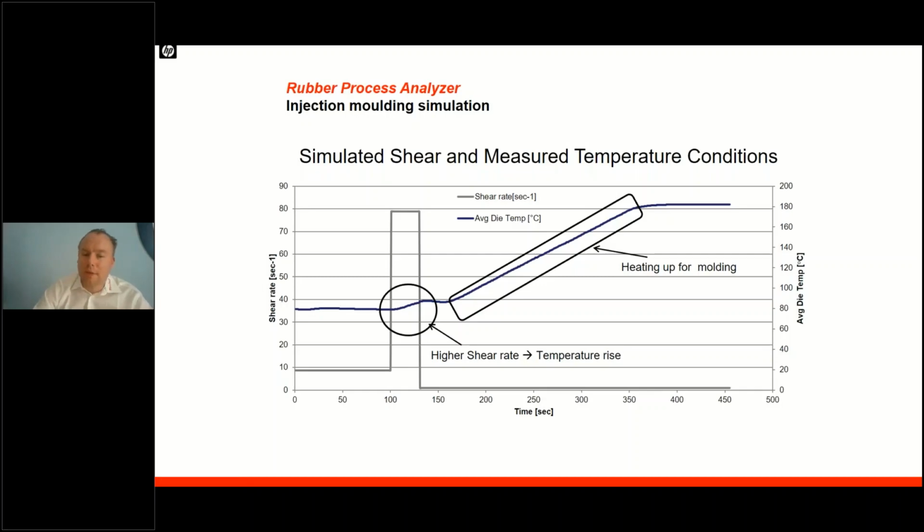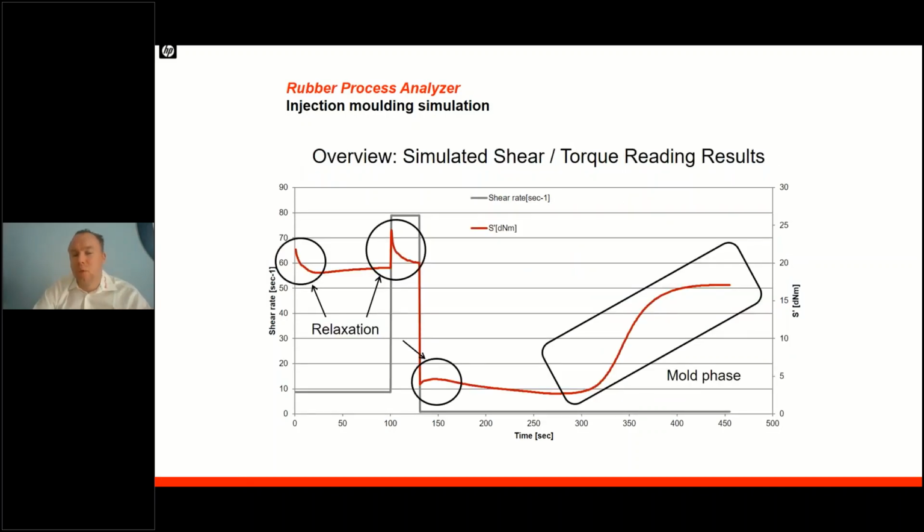Now, looking at the material response measured with the RPA, with advanced applications package, we see stress relaxation while feeding at lower shear rates, and then the actual 80 per second high shear injection phase causes another real major relaxation, and of course also the heat up causes another change in the elastic torque.